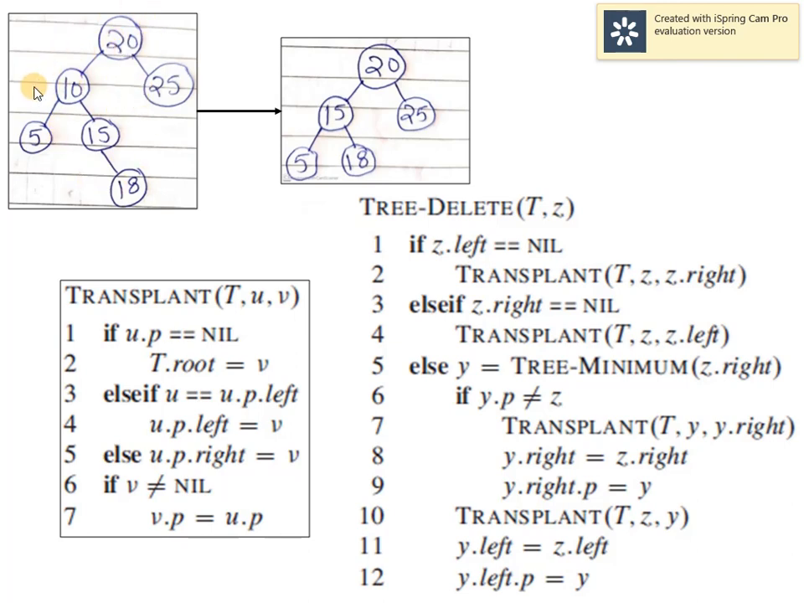That's it. So this is the tree where we were trying to delete 10. After the deletion, what will happen? 15 and 18 will be used to replace this subtree as the root. So we will get this structure.